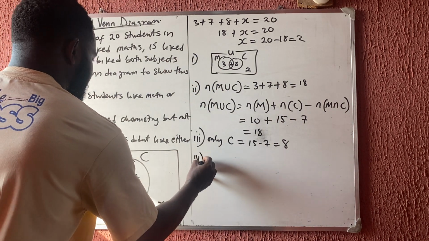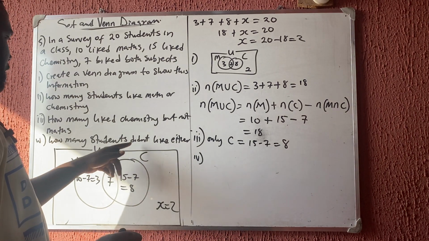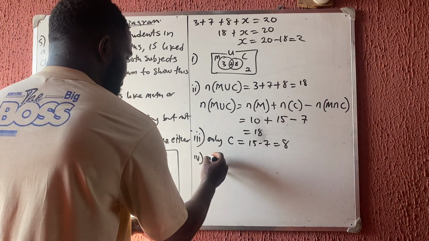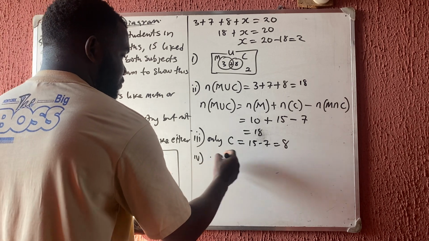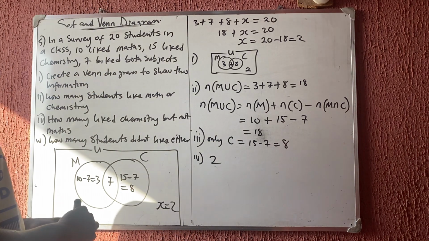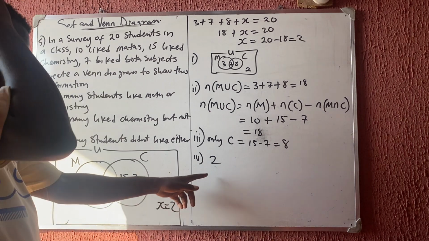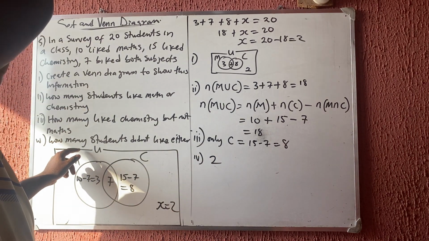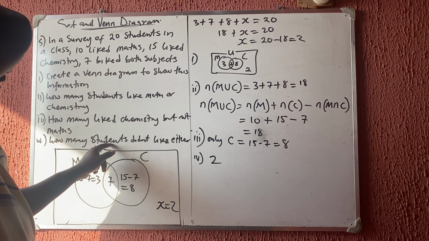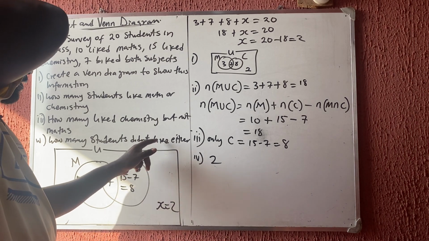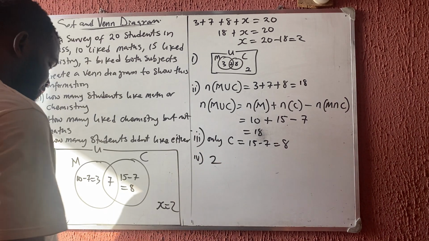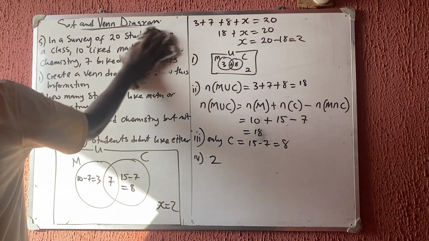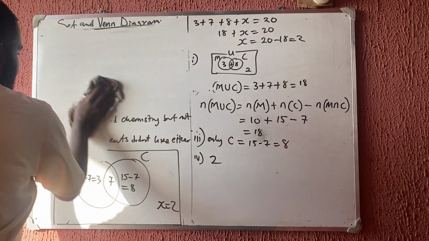So the next one is (iv). (iv) said, how many students did not like at all? We've gotten it as 2. So write the statement: the number of students that do not like at all is 2. Use the statement to get your answer. So write, the number of students that didn't like either is equal to 2. All right. So that is that. We move to the next question. Question number 6.